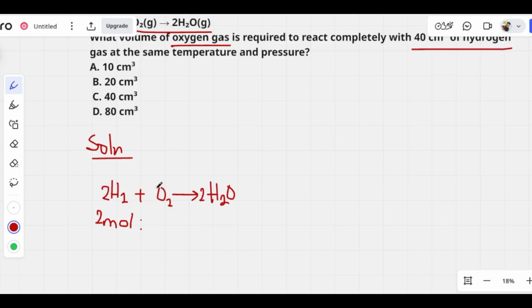React with, what do we have here? That's 1 because it's not written. So react with 1 mole of oxygen to give, what's at the back of H2O? 2. So that is 2 moles of water. Are you with me? 2 moles of water.